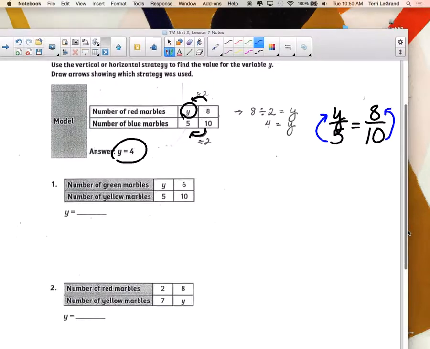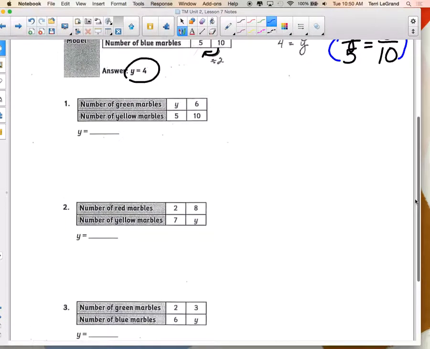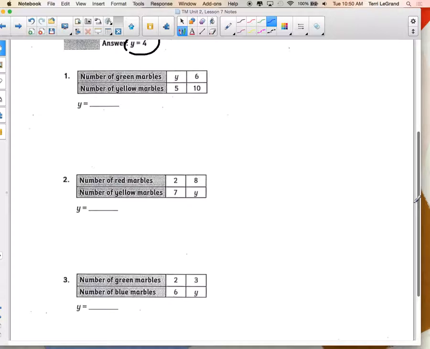Okay, so let's go start practicing here. We have our table with green marbles and yellow marbles, and we're looking for y. Y is upstairs, so let's go over here and write our proportion. I think it would be good for us to see these written outside of a table. Y over 5 equals 6 over 10. So we need to find y.